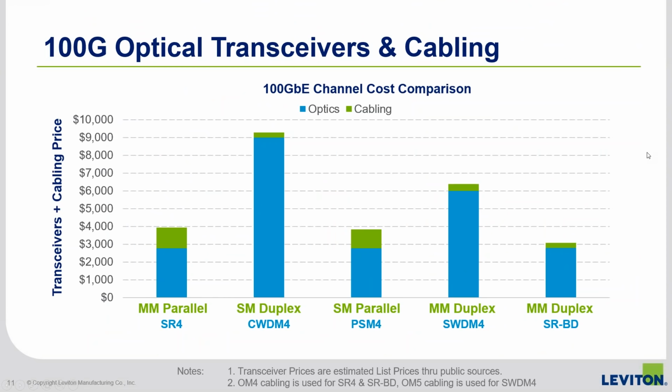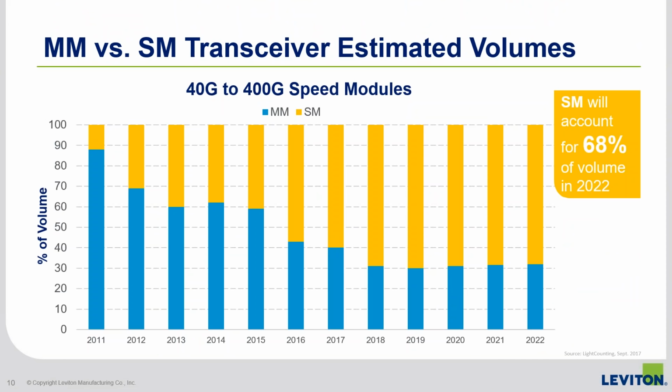So moving forward, the other thing I want to talk about was transceivers and multi-mode versus single mode. This is also from LightCounting, and it just shows the mix of volume, looking specifically at 40 gig to 400 gig, and the forecast for that. What you've seen over time is that the mix has moved more to single mode, and it's pretty much stabilized around now. Roughly 70% of the volume is expected to be on the single mode side as we move forward to the higher speeds.